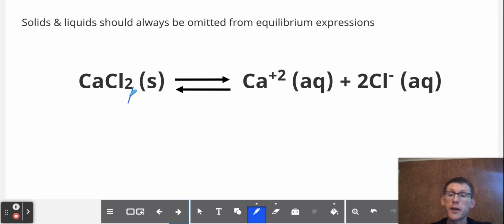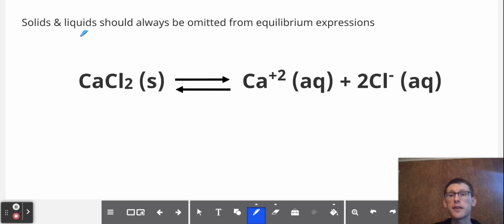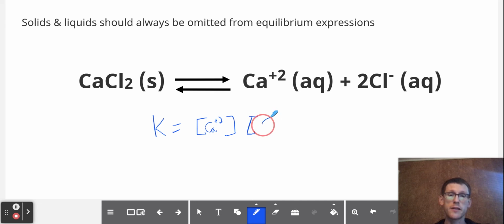Moving on, another very important detail is that solids and liquids should always be left out of equilibrium expressions. So if I'm writing out the equilibrium expression for this process, I'm going to say that K is equal to, I look to the product side, and I see that the calcium ions are aqueous. So I'll say the concentration of calcium ions, and I'll multiply that by the concentration of the chloride ions. And of course, because the 2 is here, I'm going to square that.